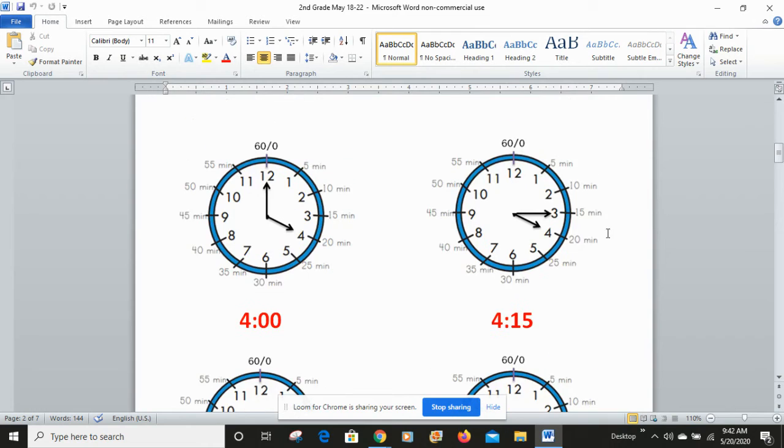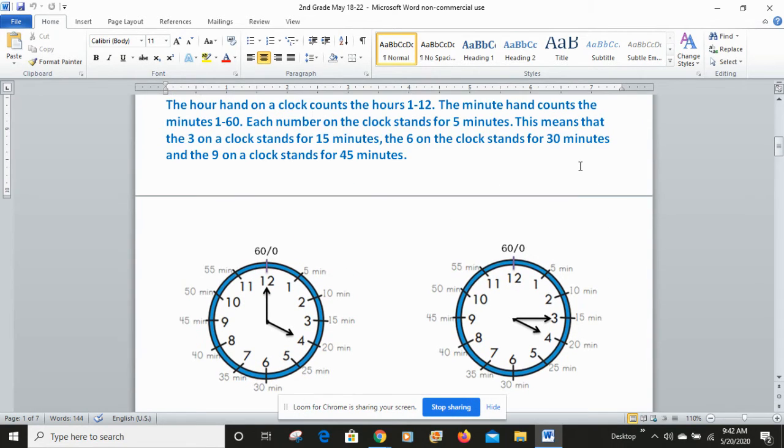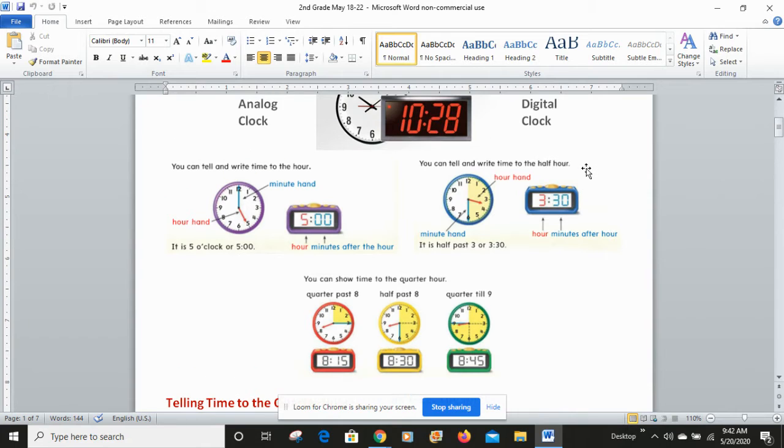So counting time to the hour, the half hour, and the quarter hour are things that you need to practice and get good at. You're going to be using clocks the rest of your life for one thing or another. So these are really, really important and good skills to practice with.